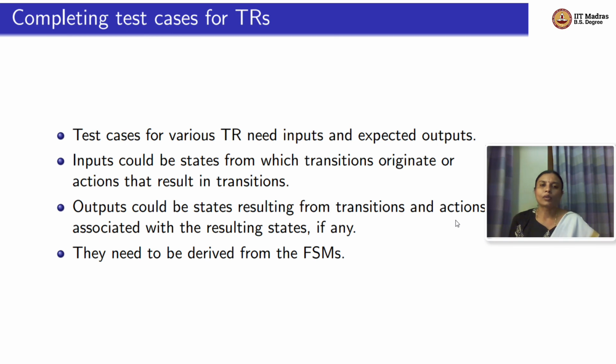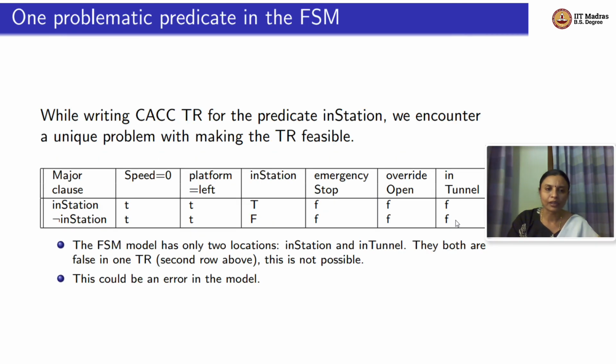As I told you, test cases for various test requirements need both inputs and expected outputs. So we have to do that. Inputs could be states from which the transitions originate or actions that result in the transitions. For example, here the input could be: train speed is 0, the train is actually not moving. The platform for that train in that station is on the left hand side. The train is inside the station. Nobody has pressed the emergency stop. Nobody has done override open.